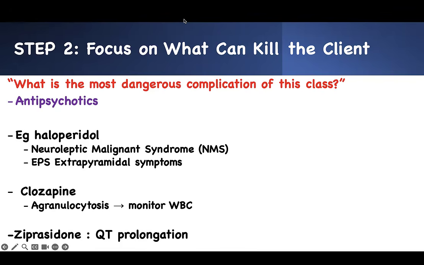agranulocytosis. Same thing. Ziprasidone is an antipsychotic. It's a second generation antipsychotic. But what is the number one thing that I should worry about? QT prolongation. It also has agranulocytosis, but it's specific for QT prolongation. You see what I'm doing? That's what I want you to do. That's step 2.